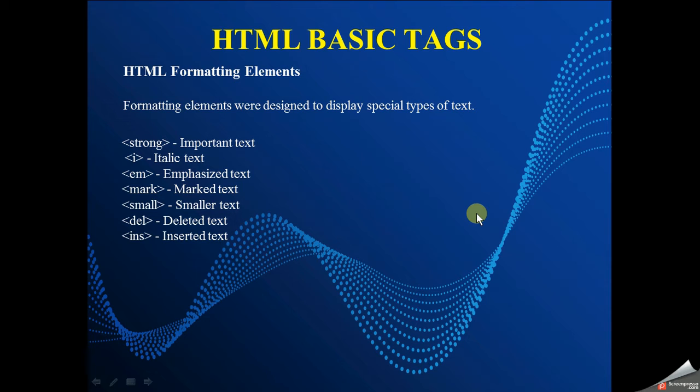Now small means when you write something in small tags, the text will appear a bit smaller. If you write the deleted tag, the text will be crossed. If you want to insert, you will write the insert tag. Okay, so these are some of the formatting elements. Formatting element tags: strong, italic, emphasized, mark, small, big, delete, insert.